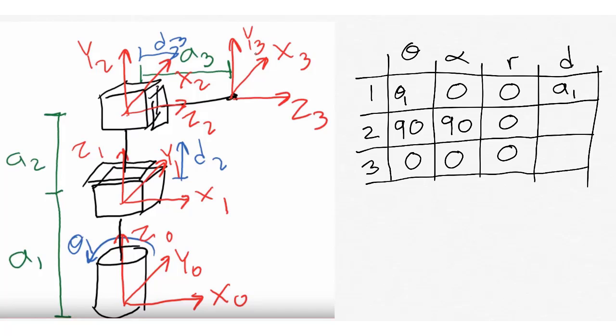Now we do the second row. D in the second row is asking what is the displacement from the center of frame 1 to the center of frame 2, measured in the z1 direction. This displacement has one part that is due to the link length, and we also have a joint variable here. Those are both in the z1 direction. So d in the second row will be a2 plus d2.